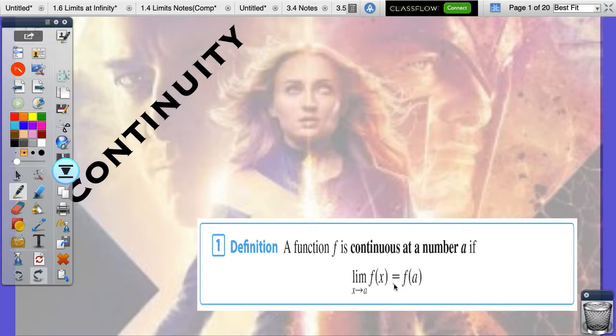All right, the more rigorous mathematical definition is given there. A function is continuous at a number a if the limit of the function as x approaches a is the same thing as the y value, the function value at that a.